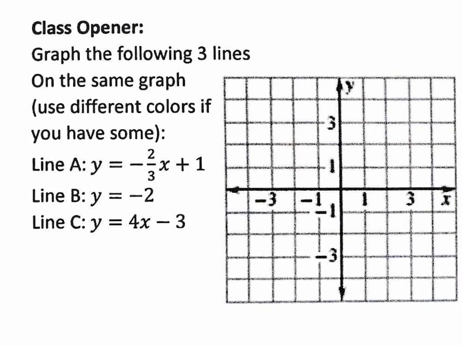So we want to graph these three lines on the same graph. We want to label them line A, line B, line C. If you have different colored pencils or pens, a good time to use them right now. Line A, let me go with red.